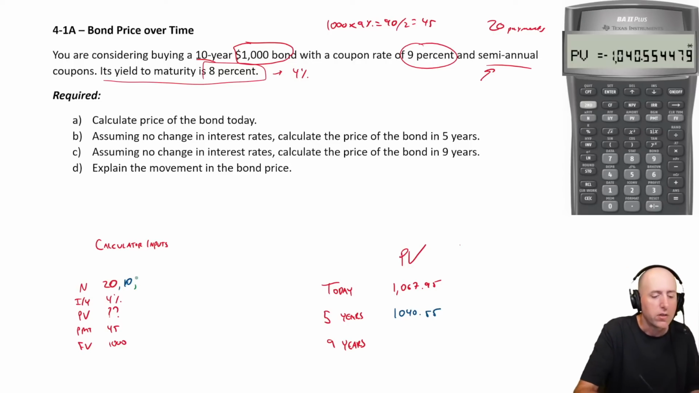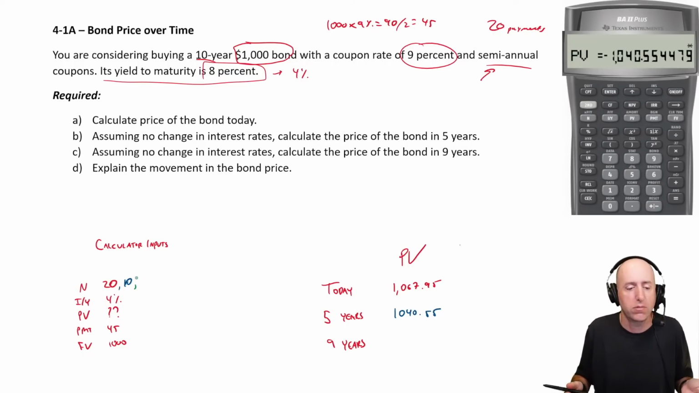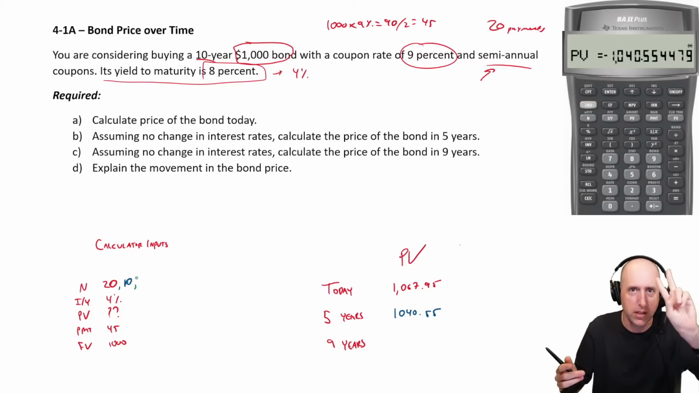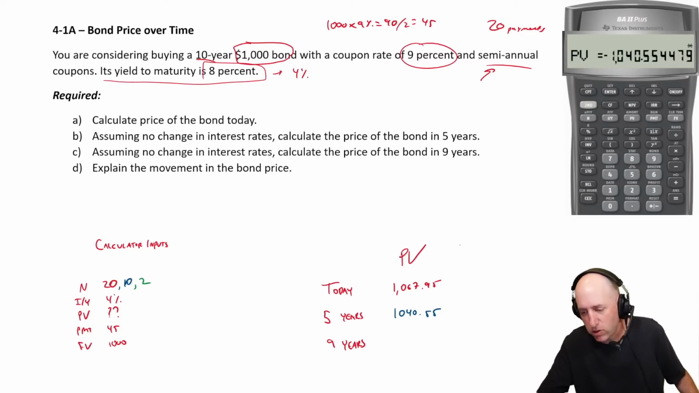So in 9 years, how many periods are left on the bond? How many interest payments are left? And the answer is, well, I got 1 year left. So there's 2 payments a year, 2 payments. So N is 2 in that circumstance. So I put 2 in as my N, and I compute PV.